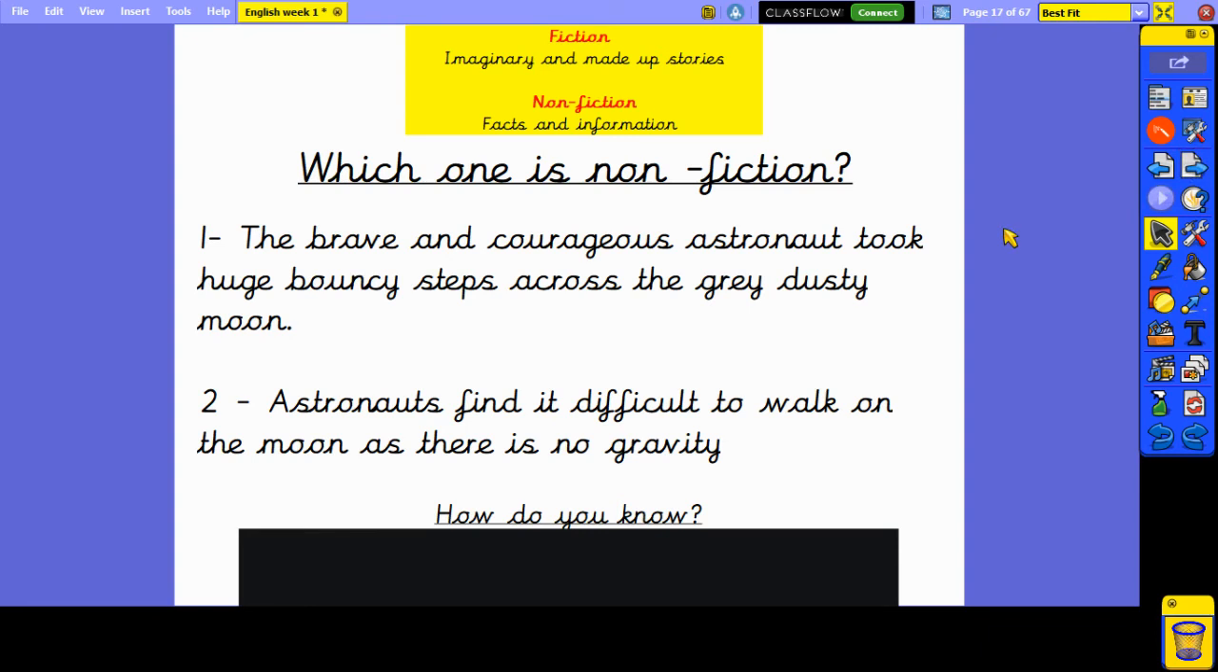Which one of these sentences is non-fiction? Sentence number 1. The brave and courageous astronaut took huge bouncy steps across the grey, dusty moon. Sentence number 2. Astronauts find it difficult to walk on the moon as there is no gravity. Pause the video while you have a think. Which one of these sentences is non-fiction? Which one gives us more facts and information?